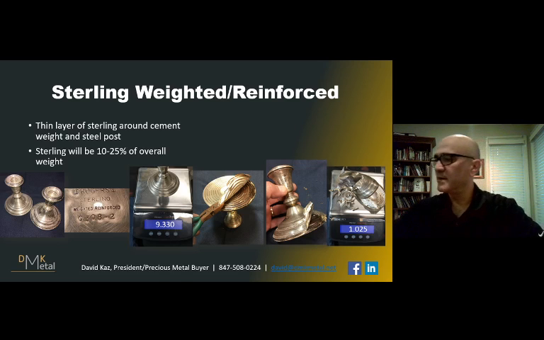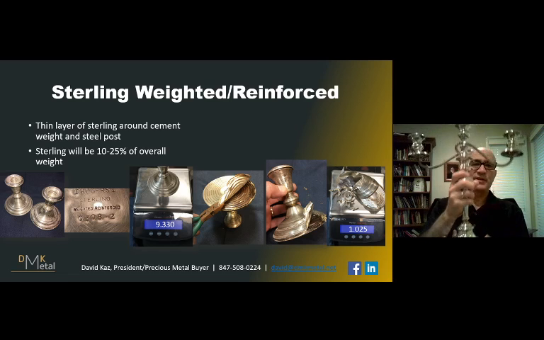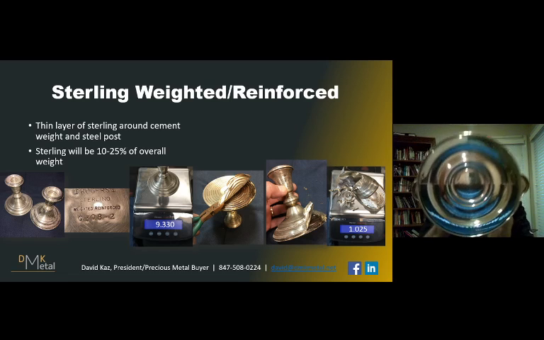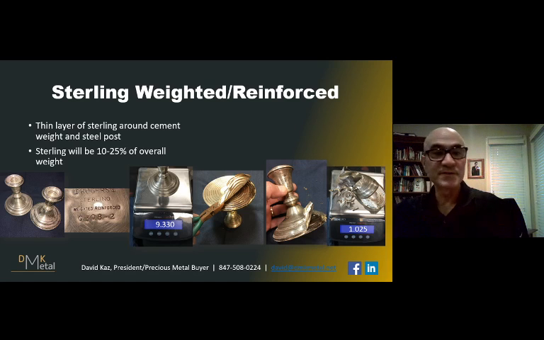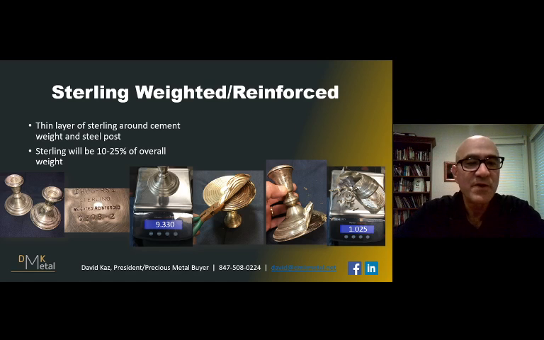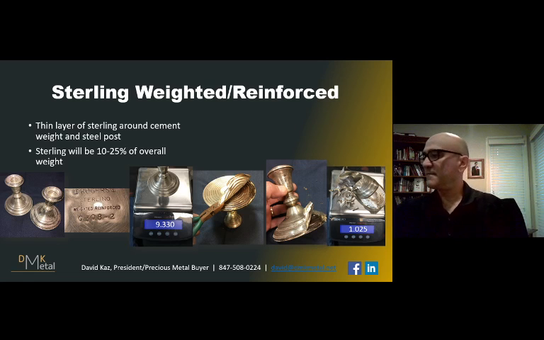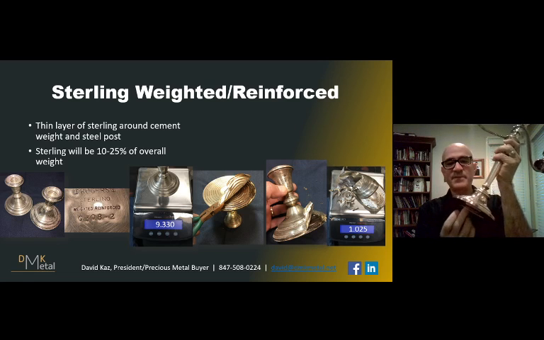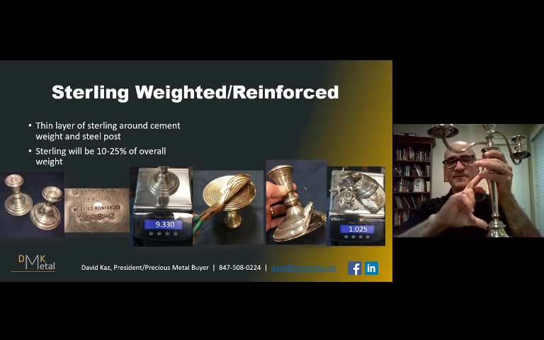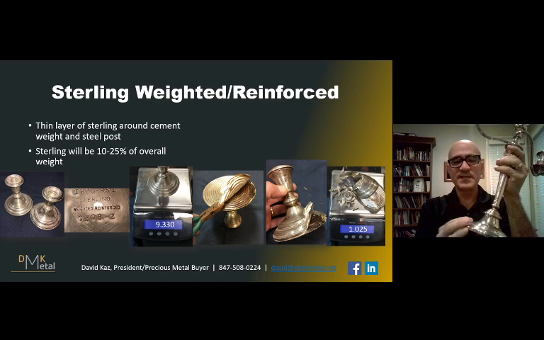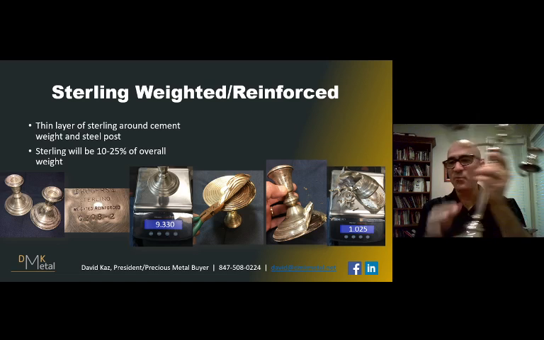So what does it mean when an item is sterling weighted or sterling reinforced, like this candelabra? If you look at the bottom, you'll see the words sterling weighted, sterling reinforced. Maybe both words or just one of them. So here I've got a candlestick holder, and when I first have the item, it weighs 9.3 troy ounces. Then I peel off the layer of sterling. At the bottom here there is a weight, it's a cement weight, and then there is a metal post inside of here. So there's a thin layer, almost an aluminum foil layer of sterling around that weight.